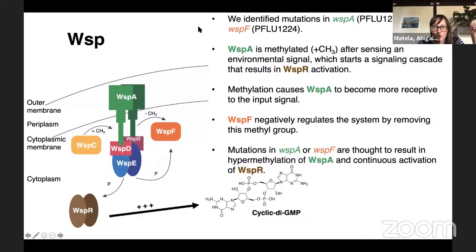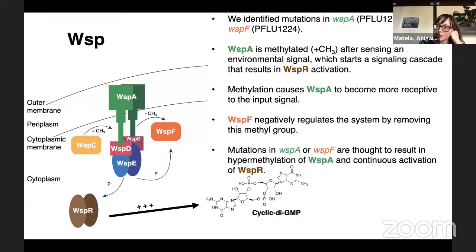So this is looking at the specific mutations that we saw. We saw mutations in either WISP-A or WISP-F. These are important because WISP-A is methylated after sensing the signal, and this is what starts the signaling cascade that results in the activation of the WISP-R DGC. WISP-A methylation causes it to be more receptive to the input signal. And then this whole process is negatively regulated by WISP-F because it removes that methyl group from WISP-A.